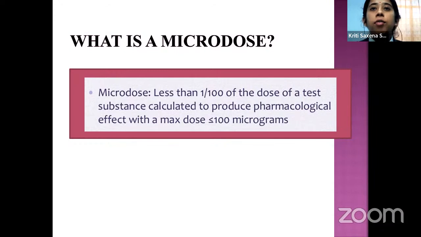Whatever dose we are having for the therapeutic effect, for example, 600 mg of PCM is needed to have the antipyretic effect, that is, it will reduce fever. Then, when we are having the microdose trial, we will reduce its dose in the proportion 1 up to 100. This much reduction in dose is considered a microdose. Next slide.